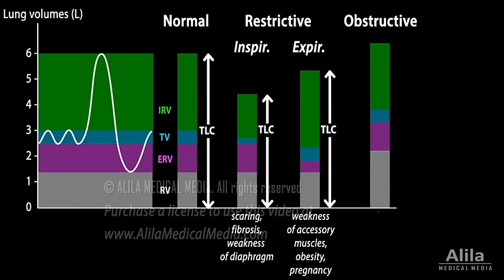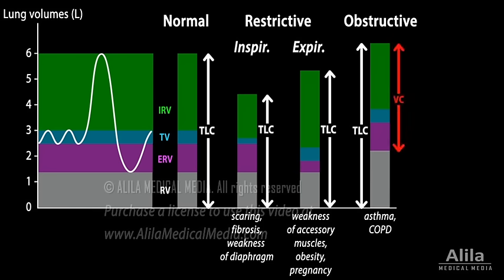Obstructive lung diseases, such as asthma or COPD, on the other hand, show a normal or somewhat increased total lung capacity, TLC. This is because the obstruction increases lung resistance, making breathing out harder and slower, and this results in increased residual lung volume. Vital capacity remains normal during quiet breathing, but when breathing rapidly, a higher pressure is required to overcome the increased resistance, and forced vital capacity is reduced.